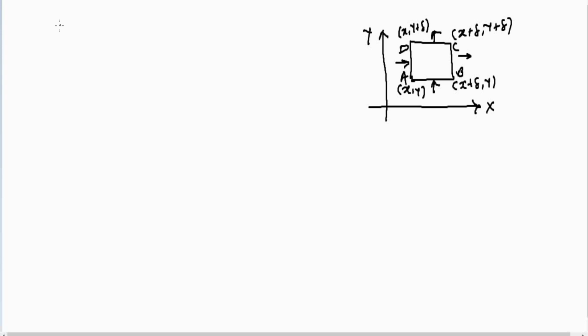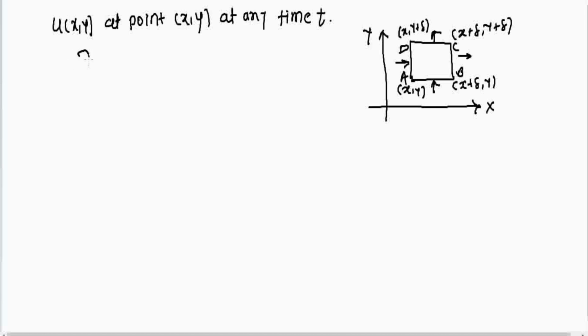And suppose u of x comma y denotes the temperature at a point x comma y at any time t, then the equation of heat flow is del u by del t equal to c square into del 2u by del x square plus del 2u by del y square.